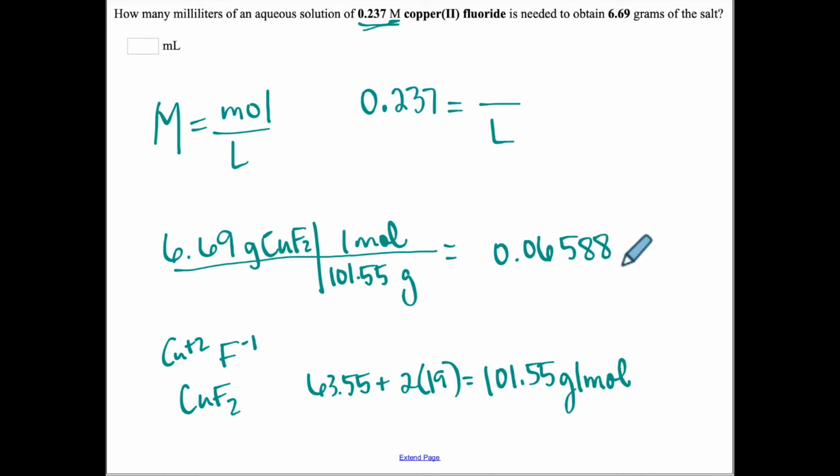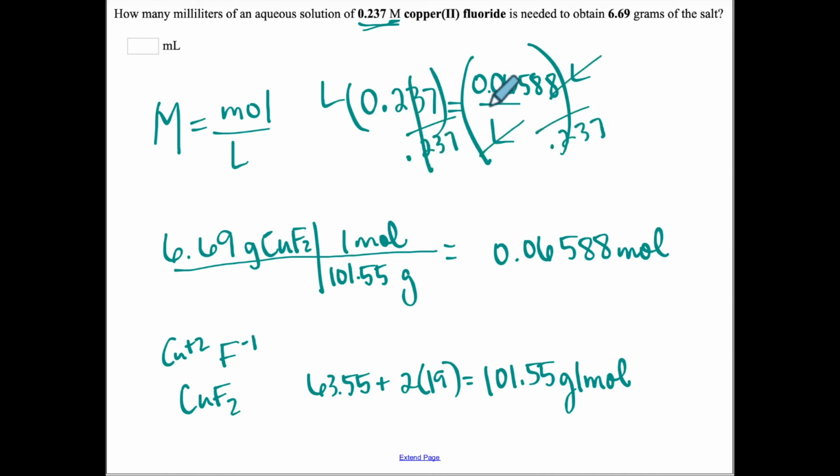0.06588 moles. We can put that number right up here, and then we can solve for liters. So we take this number divided by this number, and for liters we get 3.60 liters. Now the problem, as you can see, is asking for milliliters, so we have to slide the decimal 3 to the right, and we end up with 3,600 milliliters.